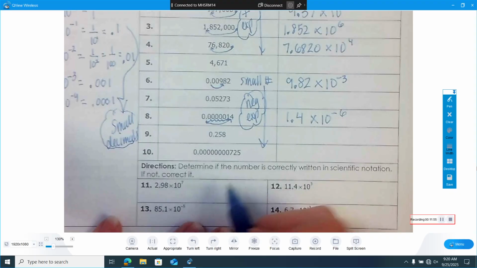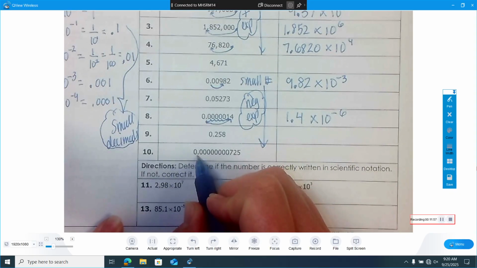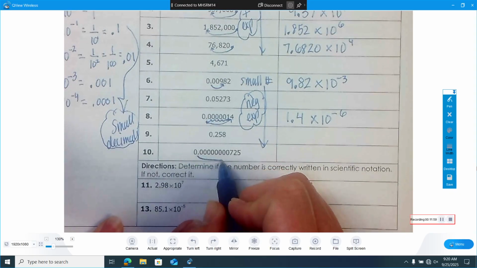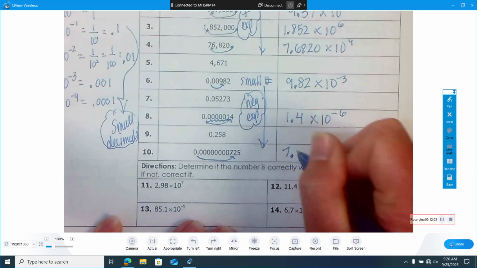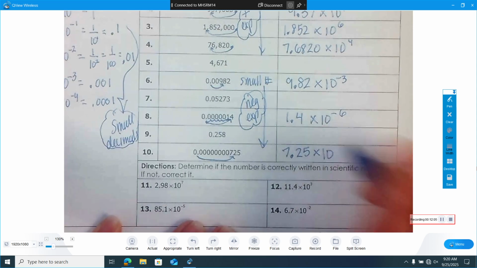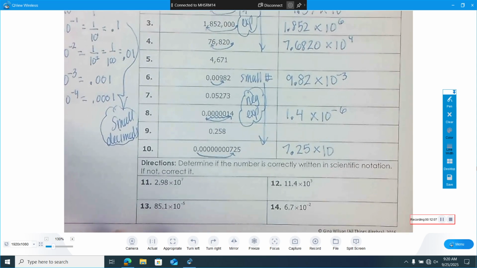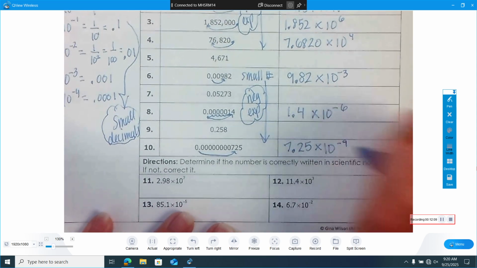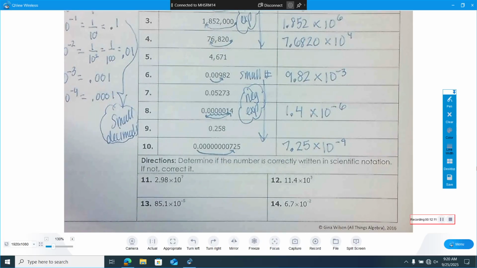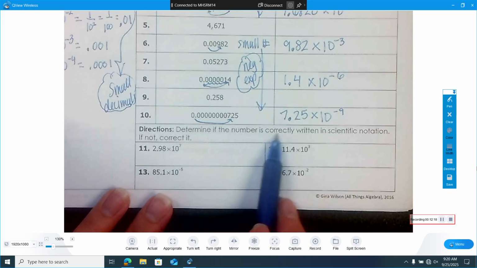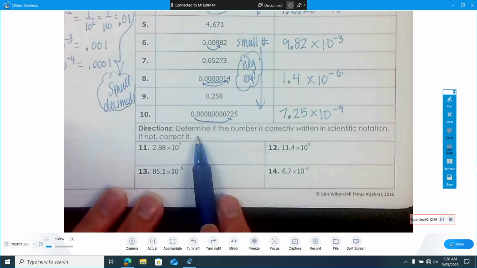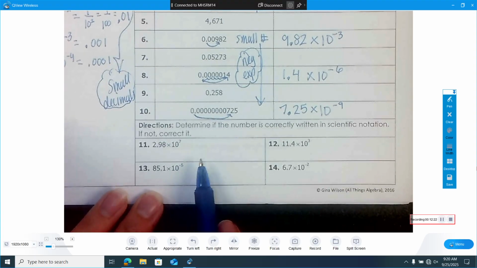Let's look at number 10. My decimal needs to move between what two numbers? 7 and the 2. All right, so that's going to be 7.25 times 10 to what power? Negative 9. Very good. Okay. Let's look here. Keep going. Determine if the number is correctly written in scientific notation. If not, correct it.